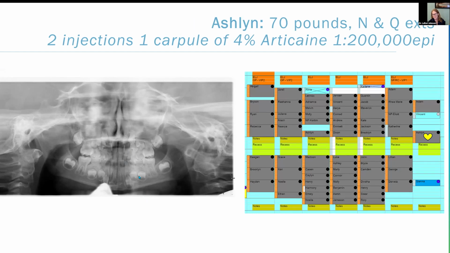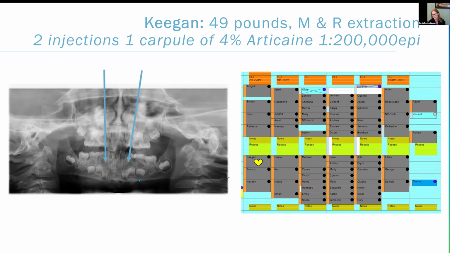This is an old pan, so it's not a great example, but this is just showing the process of taking out a couple teeth. Same thing here, not as much to learn from it.